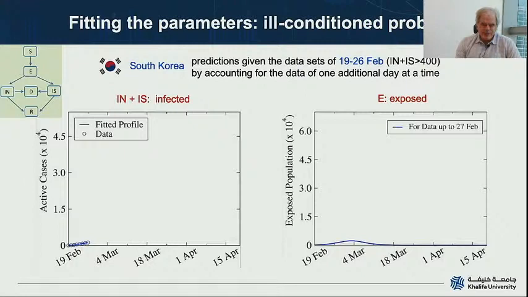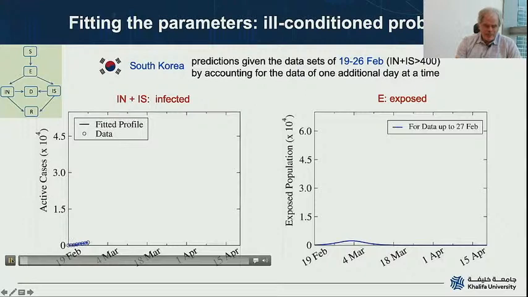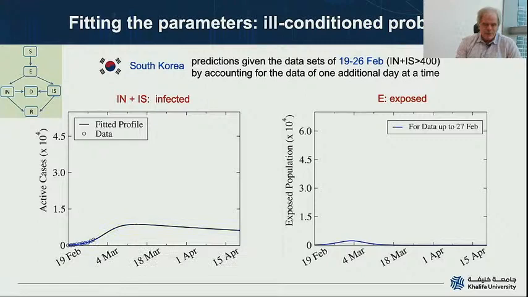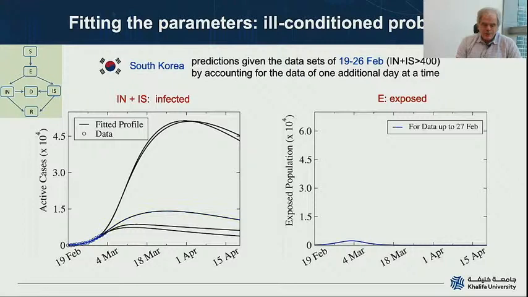On the left, you see profiles for the infected population. This is what you get. Here we add one point, and we get this curve. Now we add another point and we get another curve. We add the third point, fourth point, fifth point, and so on. With every point we add to the set of data, we get different curves for the infected populations.